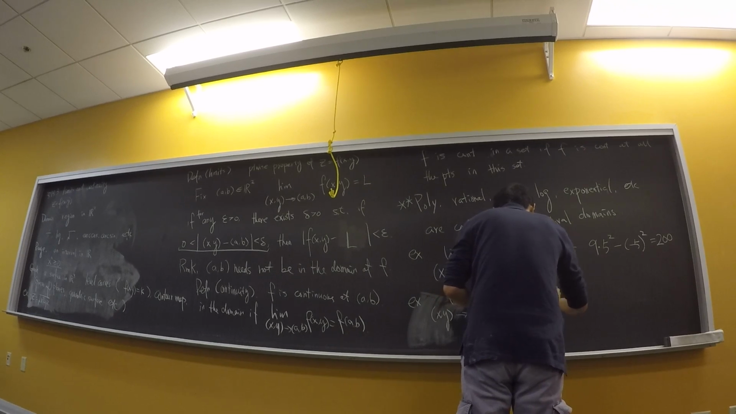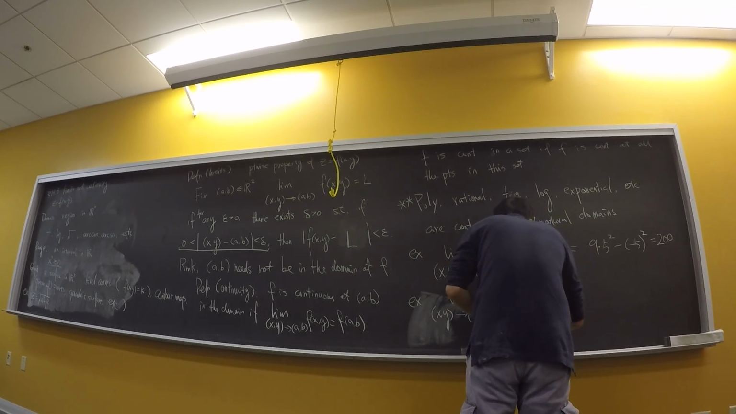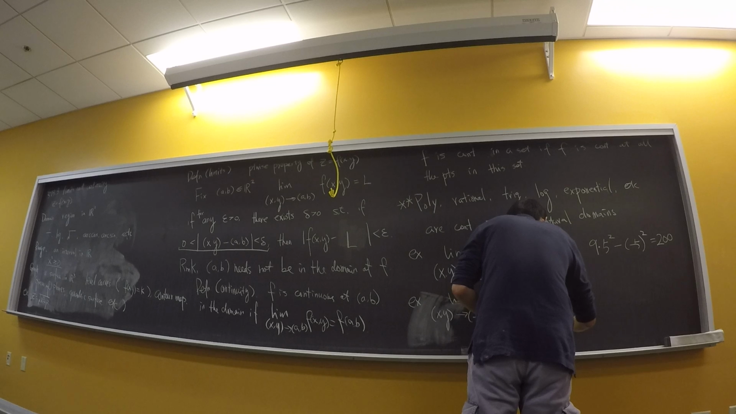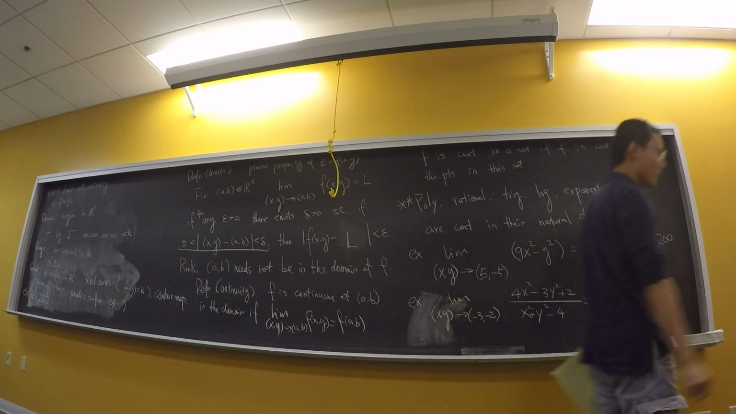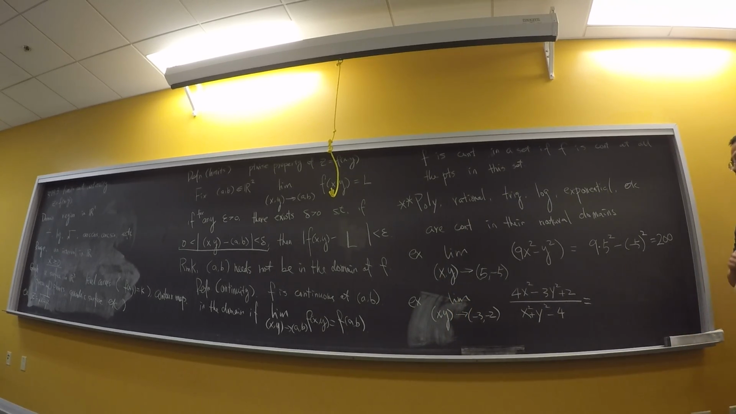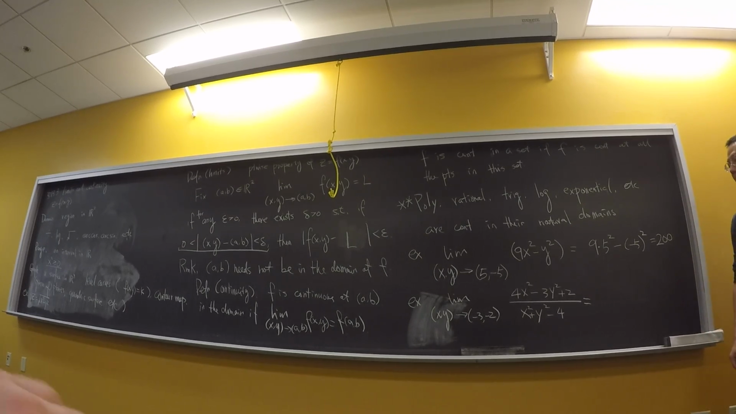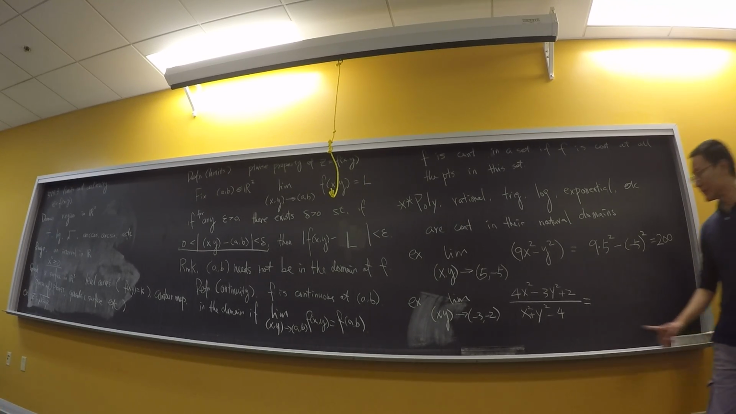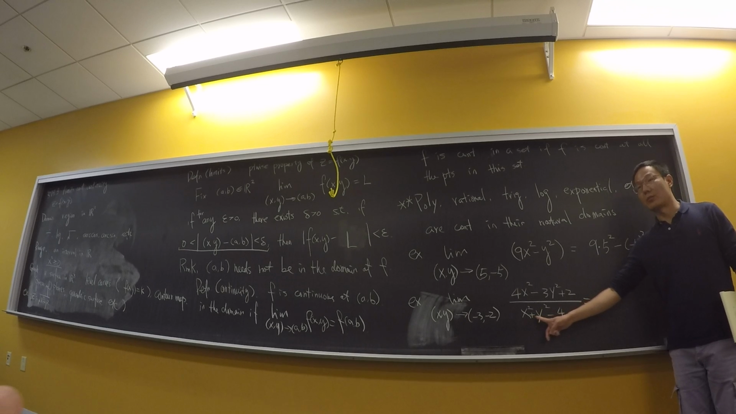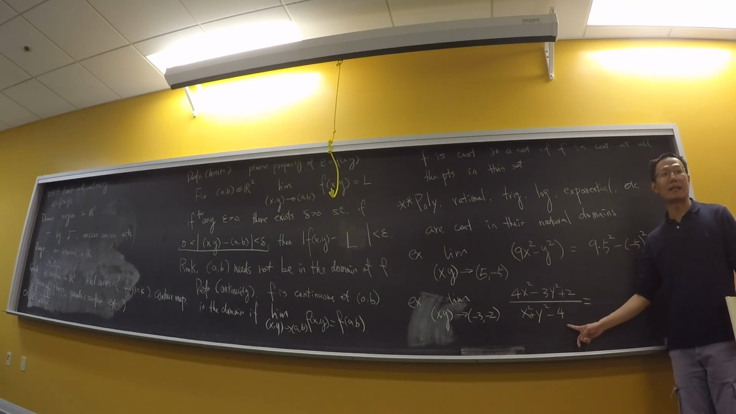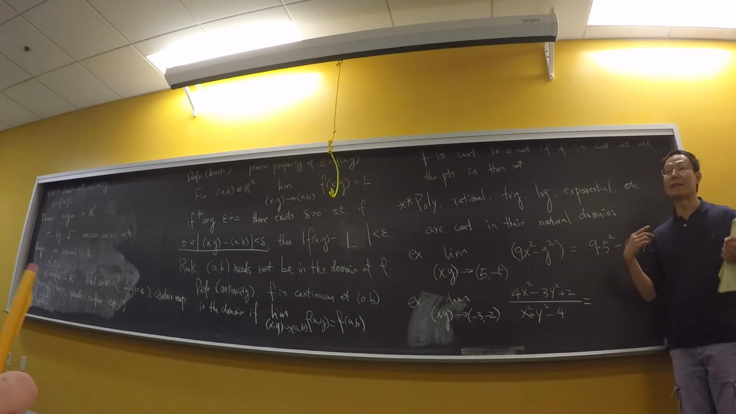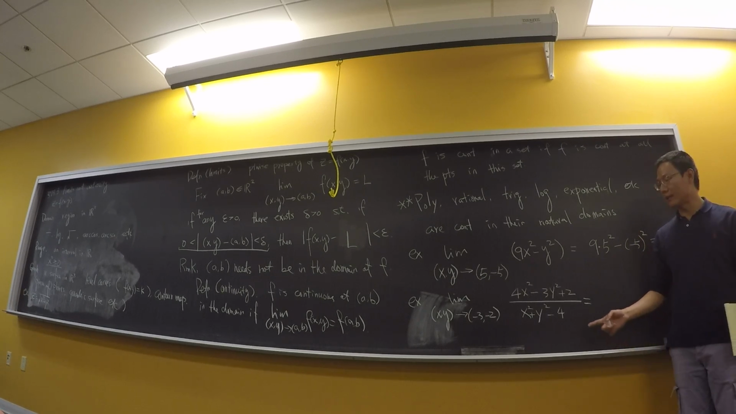The function is (4x squared minus 3y squared) over (x squared plus y squared minus 4). So this is a rational function. Naturally there are restrictions related to a rational function, and that restriction is x squared plus y squared minus 4 is not equal to 0. You can indeed solve this and find the domain of the function, right?